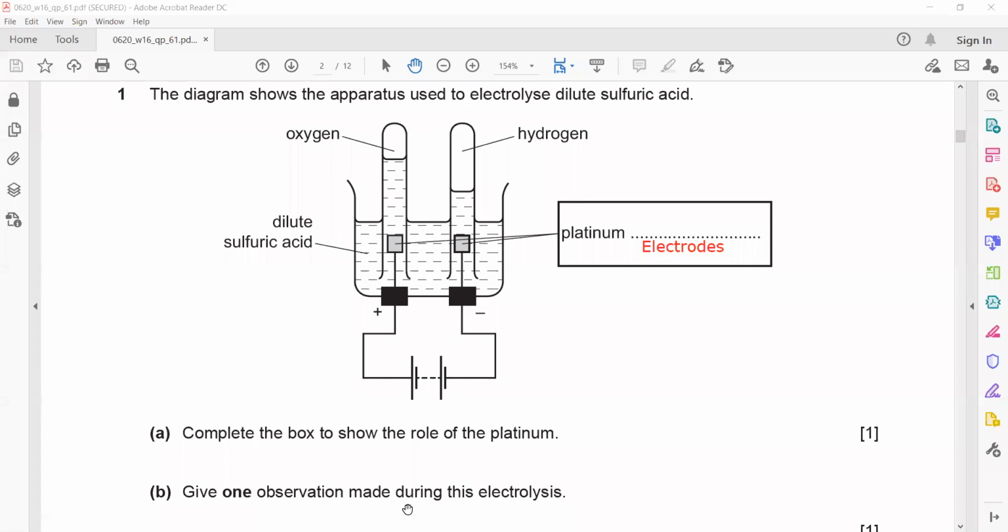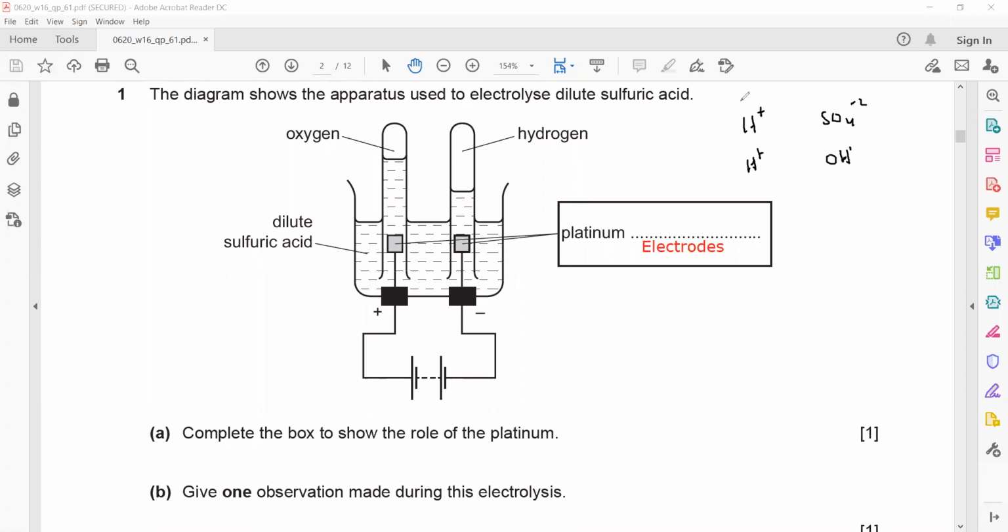Give one observation made during this electrolysis. When you are passing a current, during this electrolysis, what will you observe? You have sulfuric acid. So sulfuric acid means hydrogen ions are there. Sulfate ions and hydroxide ions are there as well.